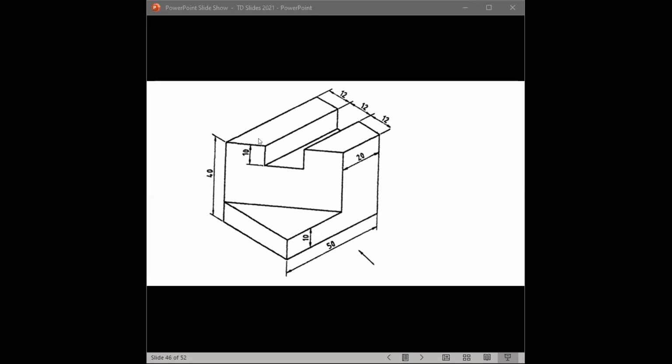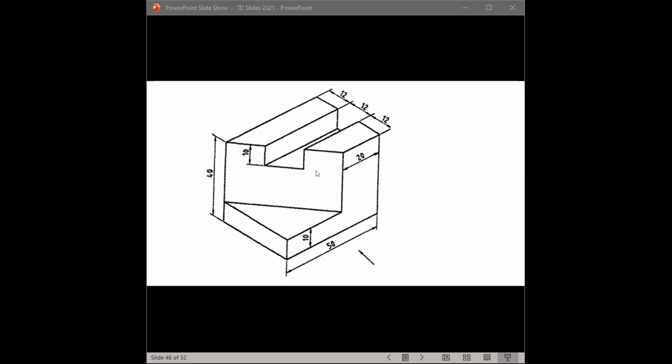All right, so we were able to look at this diagram here. In this diagram, we're able to identify the various views for this diagram. Okay. And we did that without considering which angle of projection that we are using.